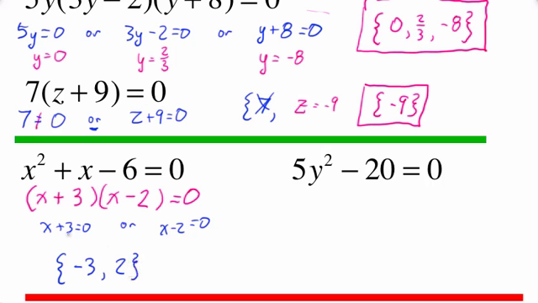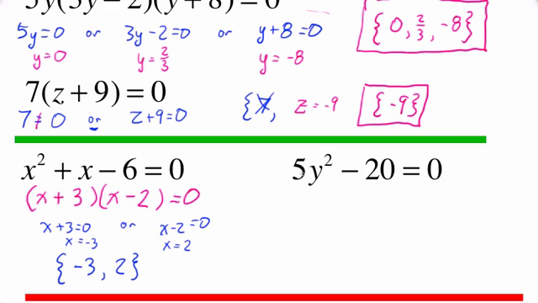Now, I hope you see, I just skipped a step here. I didn't write x equals negative 3, x equals positive 2. So once you start doing a bunch of these, you're going to recognize that when I see a factor that says x minus 2, my possible answer is positive 2. So that's going to come very quickly with time.